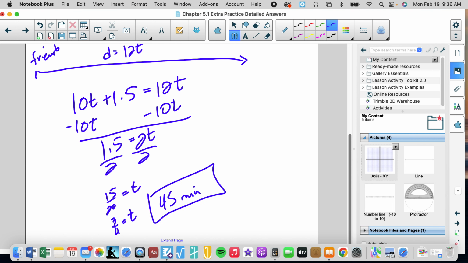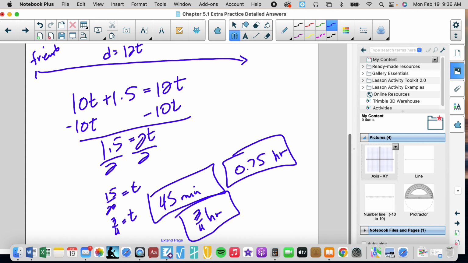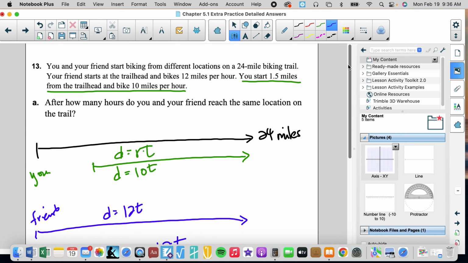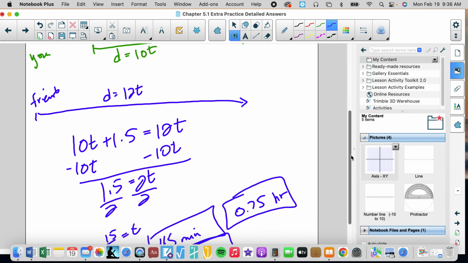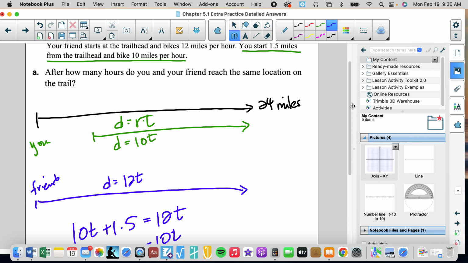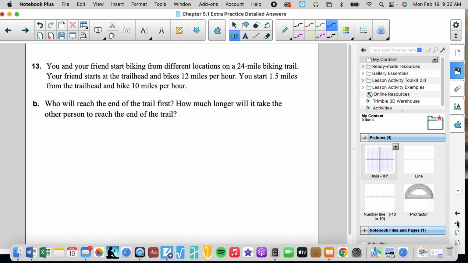After 45 minutes, or 0.75 of an hour, or 3/4 of an hour. Yeah, that's good. That's correct. After how many hours do you and your friend meet? When are your distances the same? So I have to just add the 1.5 distance. So this is 1.5 plus my distance should equal my friend's distance. That was good.